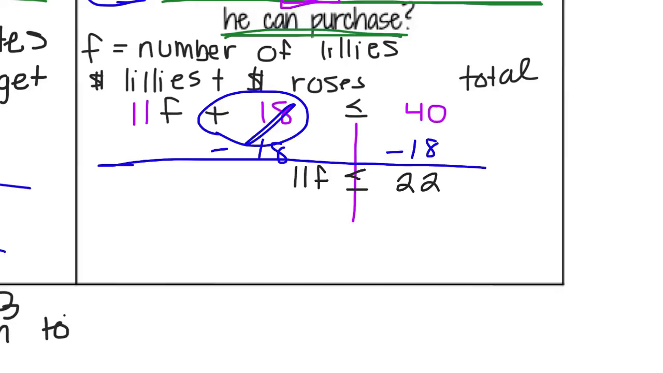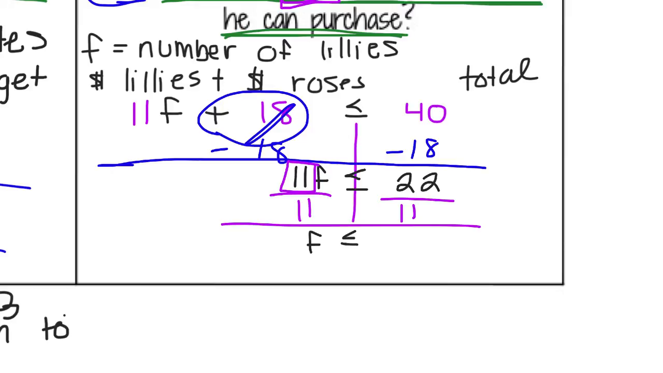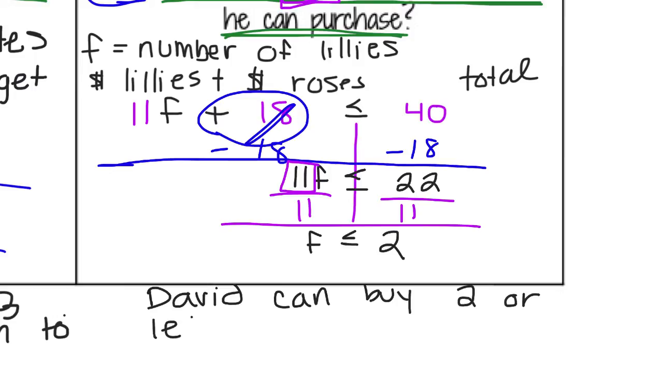Now I have to undo the coefficient. 11F means 11 times F. The opposite of multiplying is dividing. 11F divided by 11 is 1F, is less than or equal. And then 22 divided by 11 is 2. So David can buy 2 or less lilies to stay in budget.